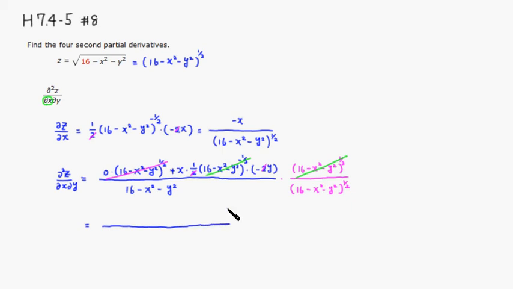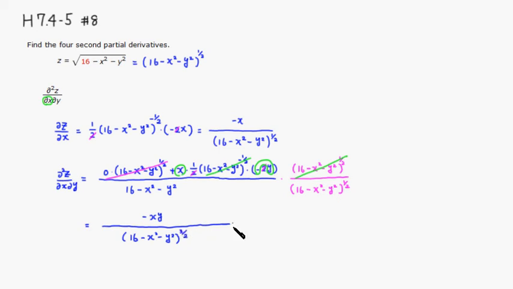So there's nothing here. You have x here, then you have negative y, so it's going to be negative xy on top. And it looks like we took care of everyone on top. On the bottom, we just have to combine these two guys. So it's going to be quantity 16 minus x squared minus y squared, raised to the 1 plus 1/2, so it's going to be the 3/2 power.